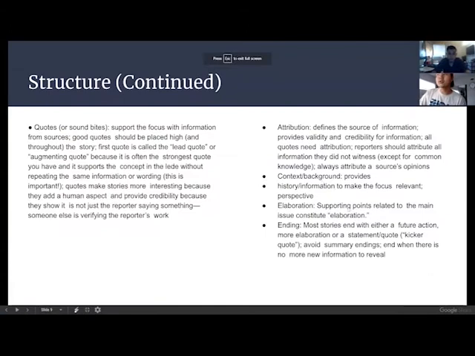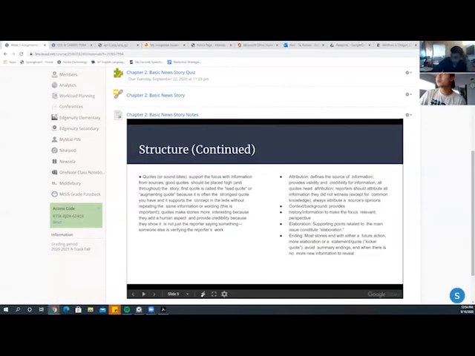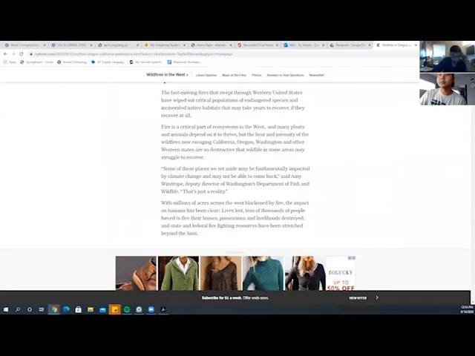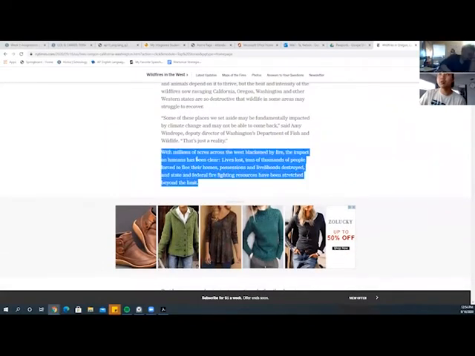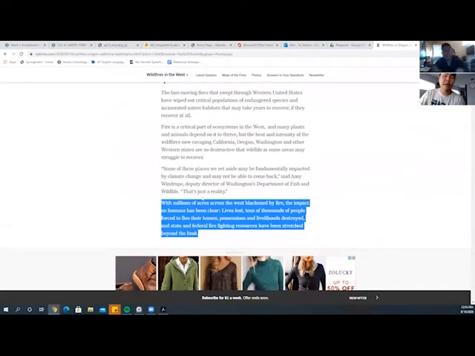Our job is also to give context. So we had our lead, we had our nut graph, we had our quote, and then you give context. Context means background information, history, things that give us more. So right here, we get more context. After the quote, you see this, and I could do this for any article.